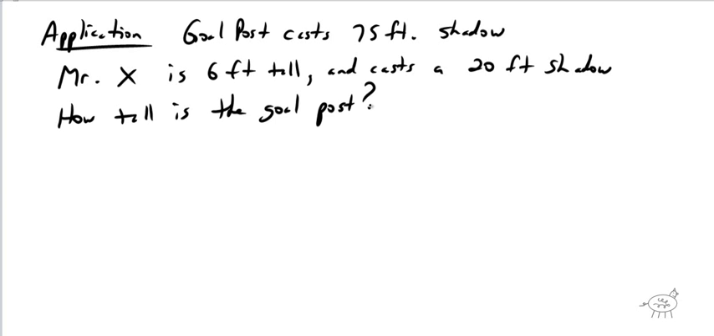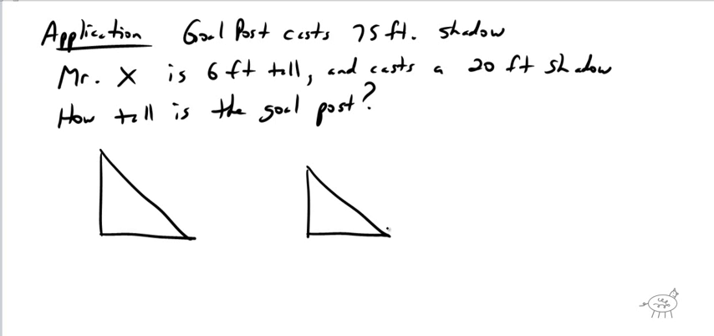Okay. How tall is a goalpost? So it's really easy. You're just setting up triangles here, math fans. Basically, we can say this is our goalpost, GP, and this is Mr. X. The goalpost casts a 75-foot shadow, and you want to know how high it is. And Mr. X is 6 feet tall, and he casts a 20-foot shadow.